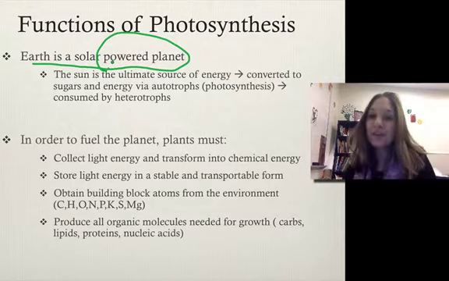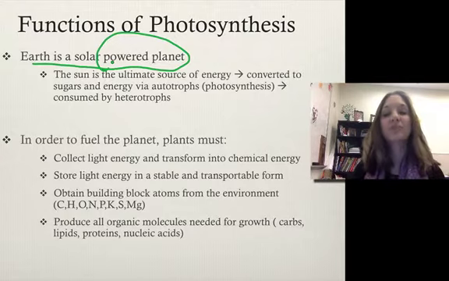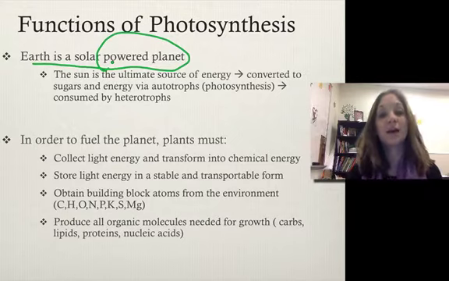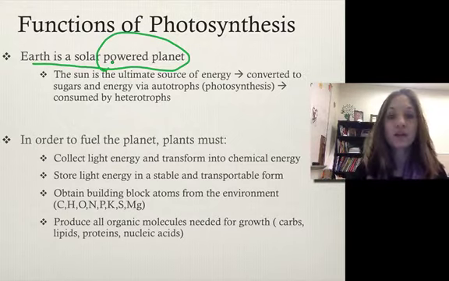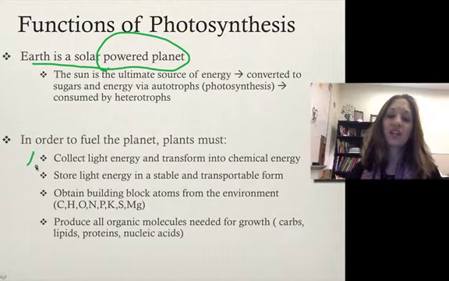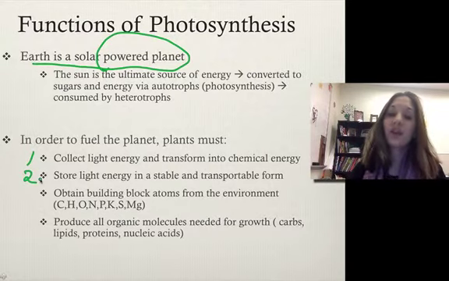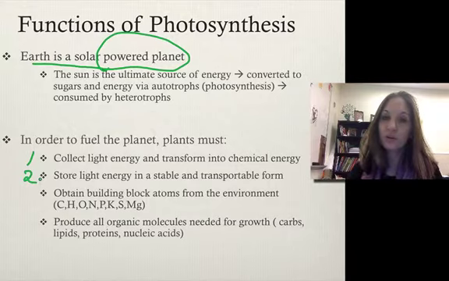Now there is some life that revolves around chemosynthesis instead, and we see this in places like the deep sea hydrothermal vents and other places like that. But for our purposes, most life on this planet revolves because of photosynthesis. So the producers, the autotrophs, have to do a few different things in order to fuel the planet. First and foremost, they have to collect solar energy and transform it into chemical energy, which is usable for other life. They have to also, number two, store the energy in a form that's stable, transportable, and can be moved from place to place.